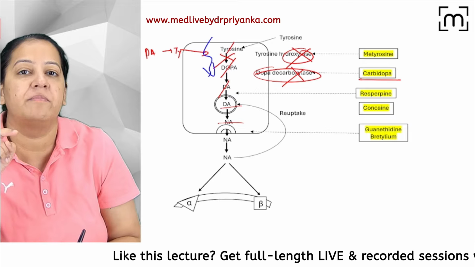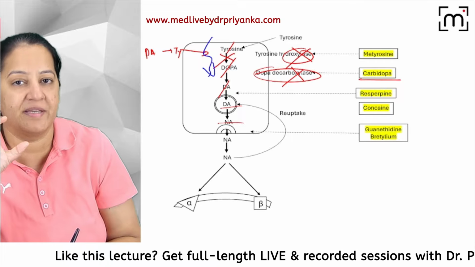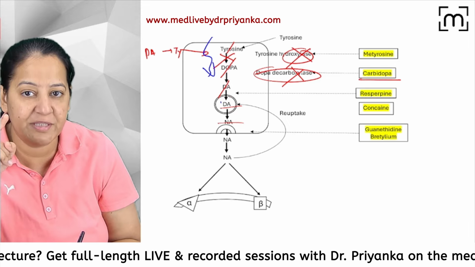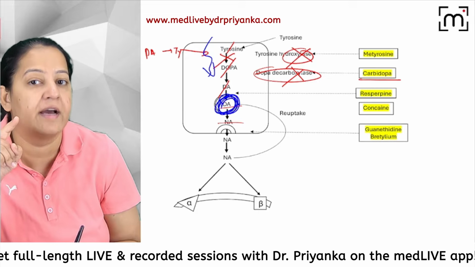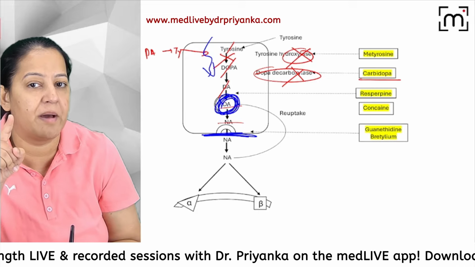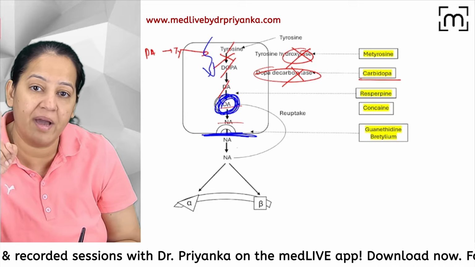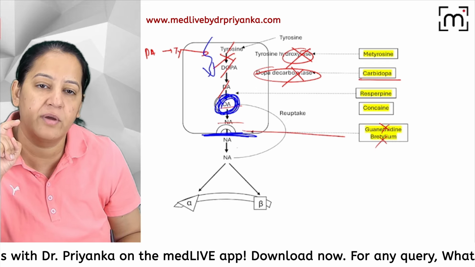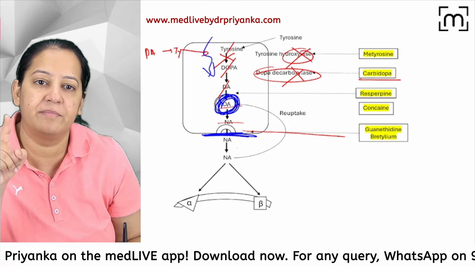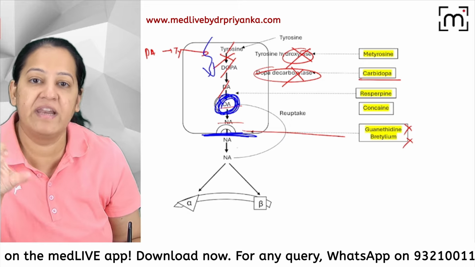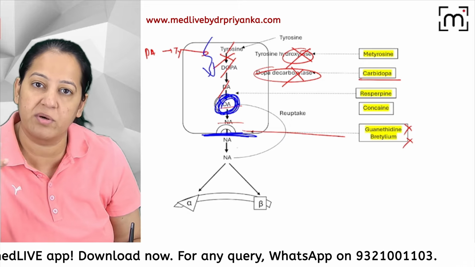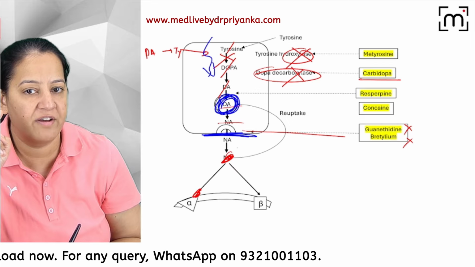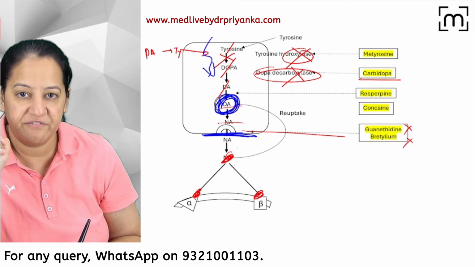When the impulse comes, when the depolarization is taking place, calcium influx is taking place, and calcium is fusing the vesicle with the axonal membrane. This fusion can be blocked by another toxin. The name of that toxin is guanethidine and bretylium. Okay, guanethidine and bretylium, these can block the release. So you have to learn which toxin is inhibiting what. Ultimately, noradrenaline comes in this space, acts on the alpha receptor, acts on the beta receptor.